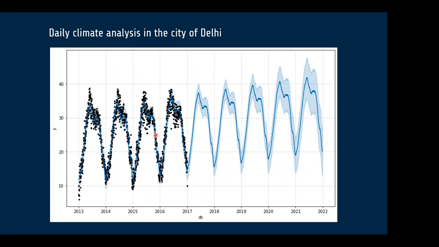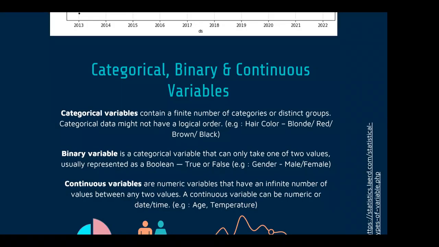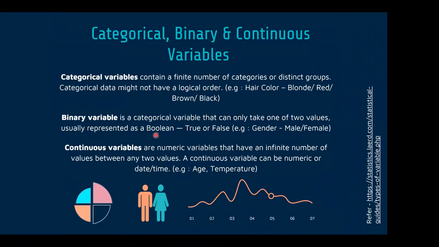Before moving on to the other classifications and predictions, you have to know this set of variable types. There are variable types such as categorical variables, binary variables, and continuous variables. These things you know if you have studied statistics.